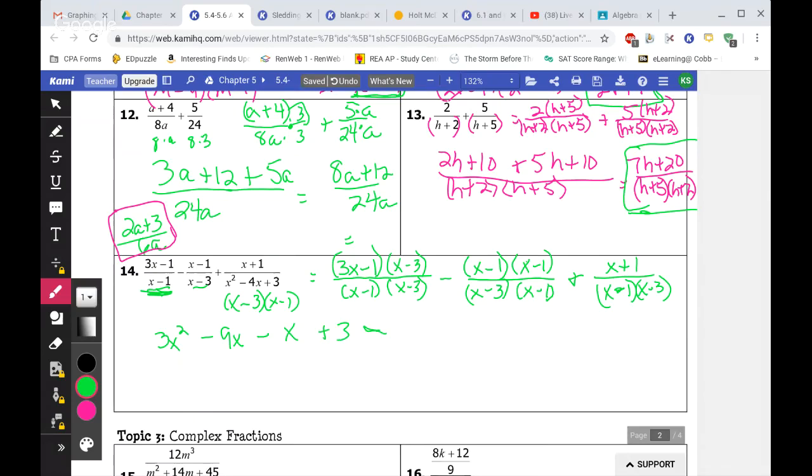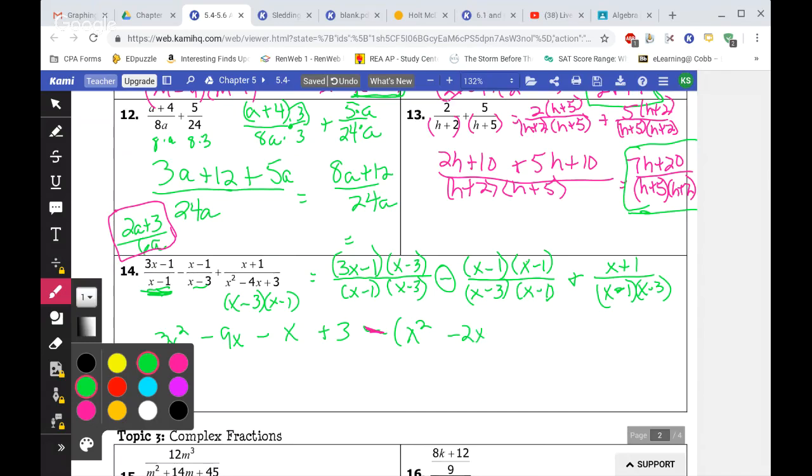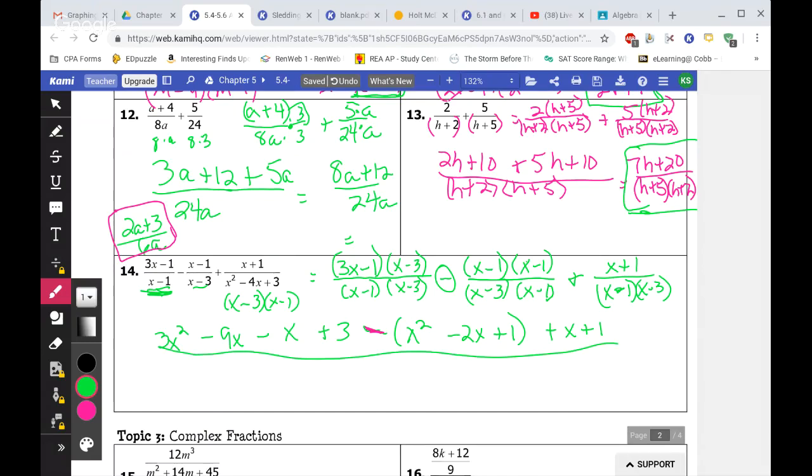Now, this one, I'm going to put the minus here, for this minus right here. But I'm going to FOIL this, and when I do, I'm still going to put it in parentheses because this minus has to apply. It's a special minus. It has to apply to everything once I've FOILed x minus 1 times x minus 1. And I know that to be a perfect square, so that's going to be x squared minus 2x plus 1. And then I'm going to add x plus 1. And that's all over x minus 3 times x minus 1.